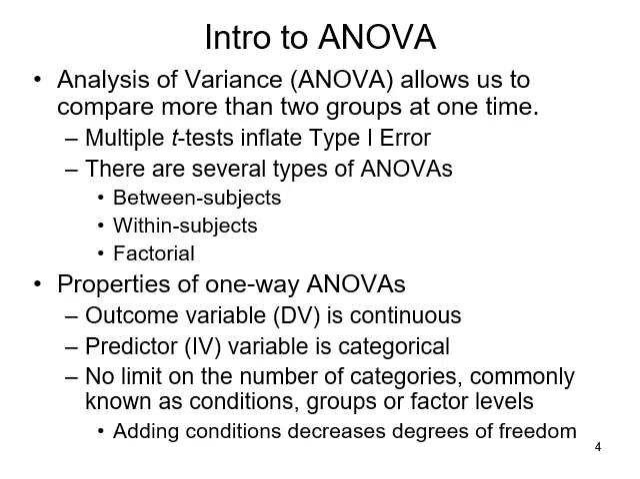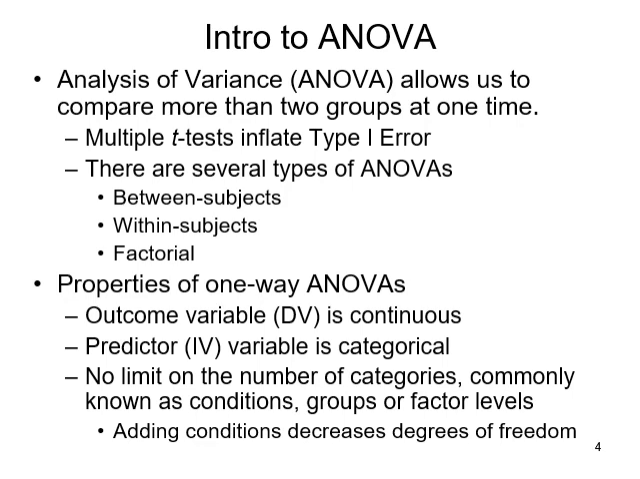And one way, again, means one IV. So the outcome variable, the properties, these are kind of the assumptions. The outcome variable has to be continuous. Again, it must actually be a scale in either ratio or interval. The predictor is categorical. There is no limit on the number of categories, commonly known as conditions, groups, or factors, depending on who you're reading.